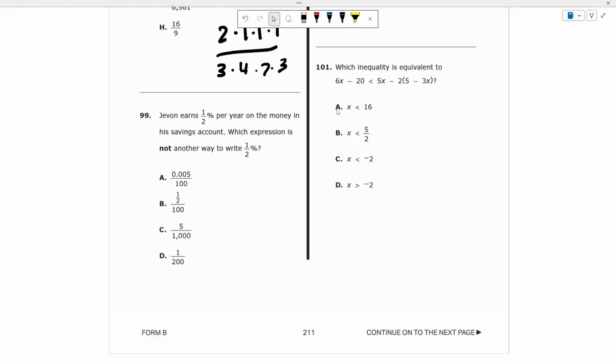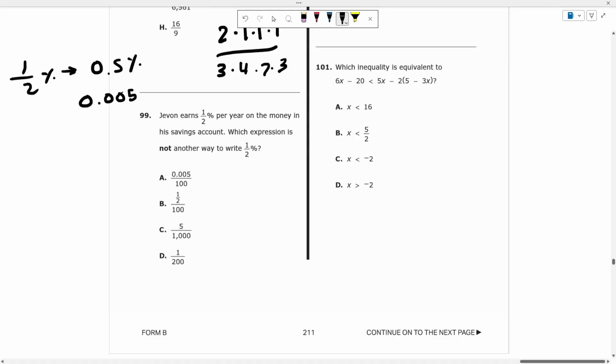So moving on to number 99, it says that Javon earns 0.5% per year on the money in his savings account. Which expression is not another way to write 0.5%? So 0.5% is the same thing as saying 0.5 percent or 0.005. Okay? Remember that the rule with percentages is you divide by 100. That's how you get it. So 0.5 divided by 100 is that represented as a decimal.